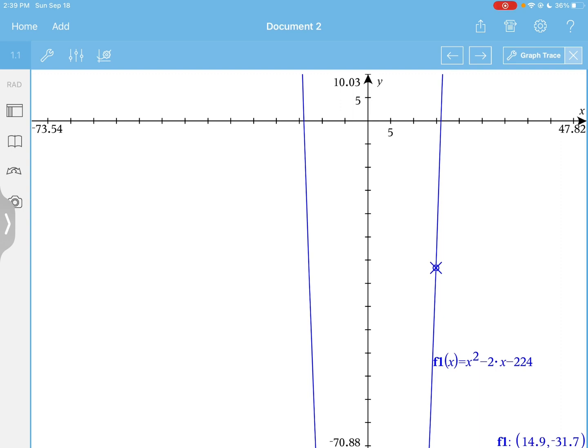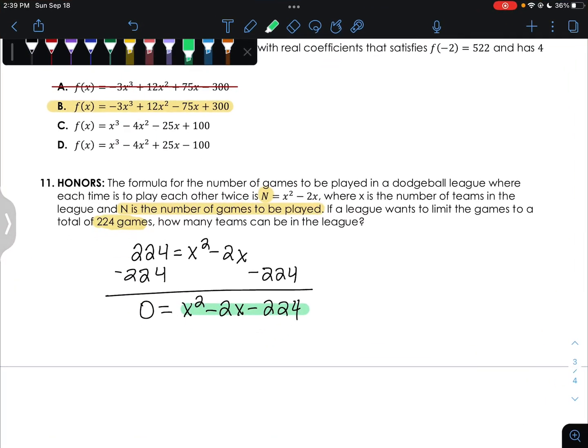If we're talking about number of games, can I play a negative number of games? Meaning, can I play negative 14 games? No. So that answer is not a realistic answer. We only want the positive number, which is positive 16. How many teams can be in the league? It's 16. We cannot have negative 14 teams, because we wouldn't have a league then. So there are 16 teams in the league.